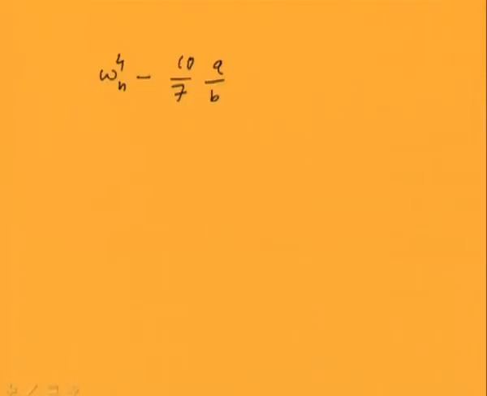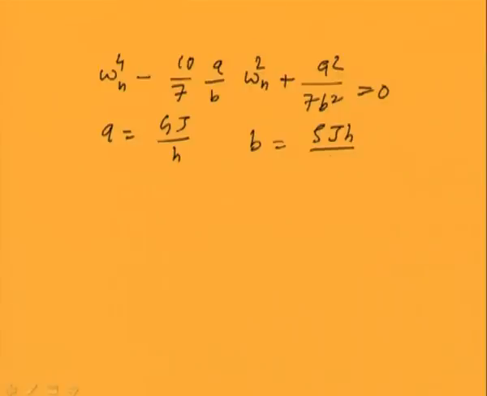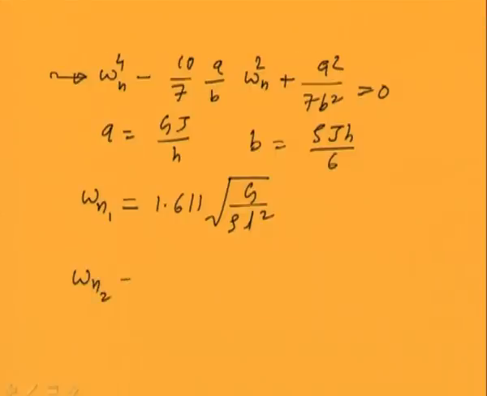A and B I have defined as some parameters. I will be defining this, where A is GJ by h and B is rho J h by 6. So, we can solve this for omega n. This will give us the two natural frequencies of the system. First one is this, second is this.